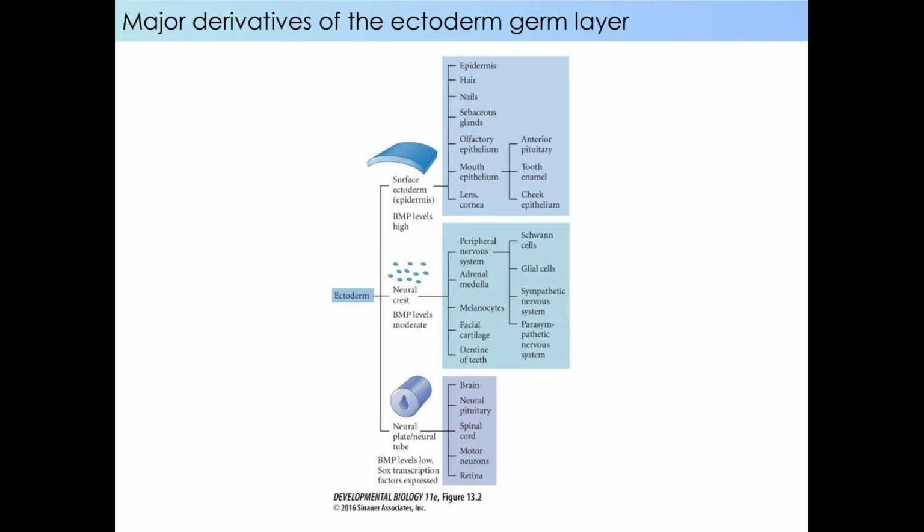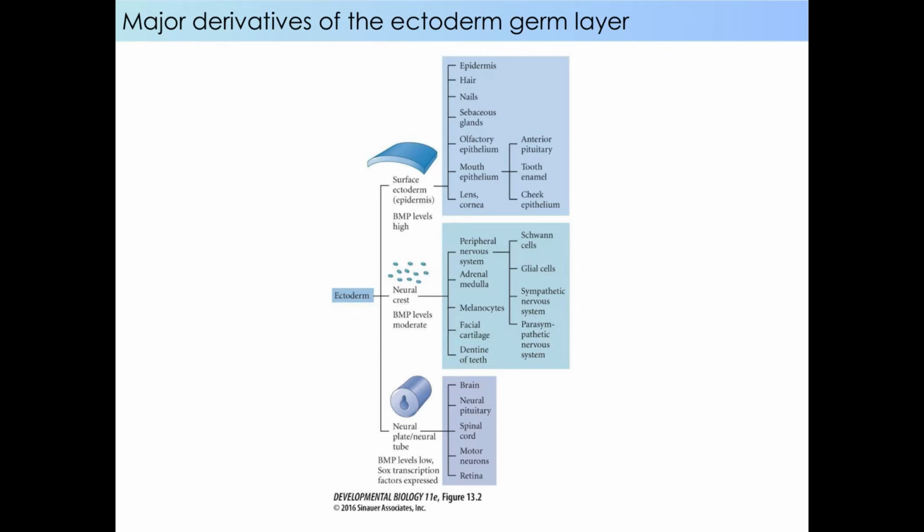The ectoderm will also give rise to the epidermis and its associated structures like the lens of the eye, hair, and nails. Between the epidermis and the neural tube, a population of cells that's known as the neural crest will arise and migrate to different locations of the body.